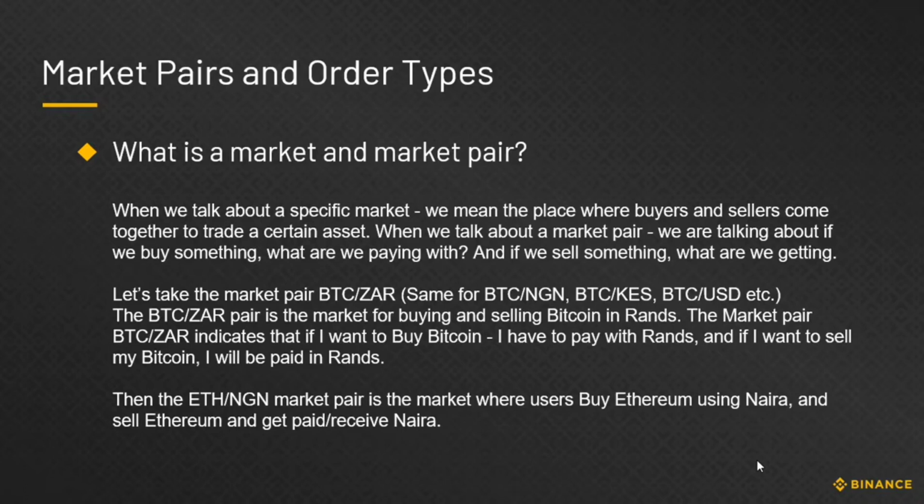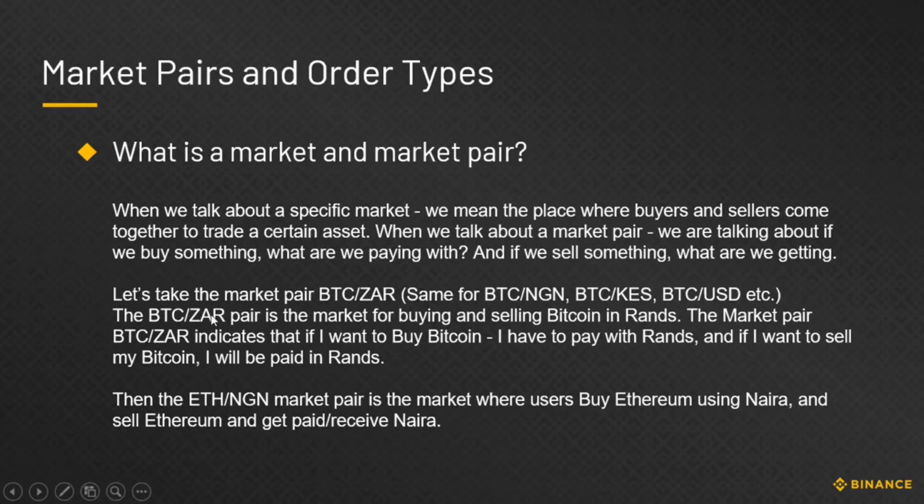When you're buying and selling, two assets are involved. You're either selling one asset for another, or buying one asset with another. Since there are two assets involved, we call it a market pair. Let's take the market pair BTC/ZAR, the South African rand, as an example. This is the same as BTC/NGN, BTC/USD, etc. The BTC/ZAR pair is the market for buying and selling Bitcoin in rands.